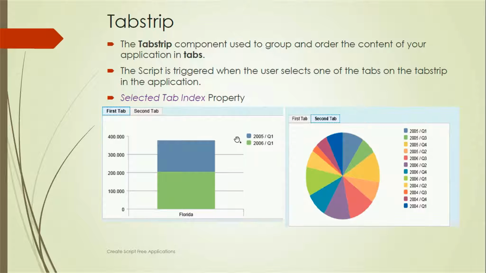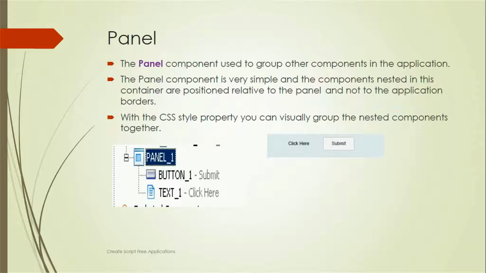This is very useful when a user wants to see particular data and can navigate from tab to tab. If they want to see the sales data in one tab, and the other data in another tab, like that. So the Tabstrip is used for that.